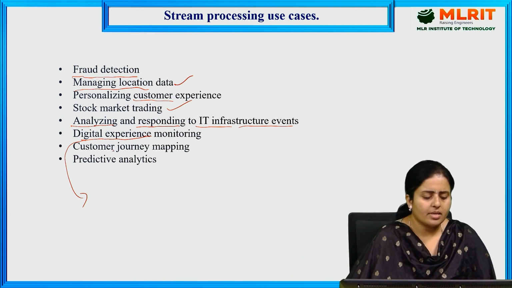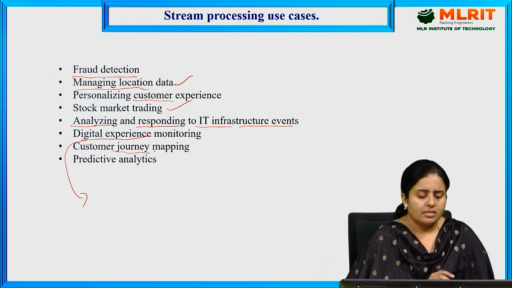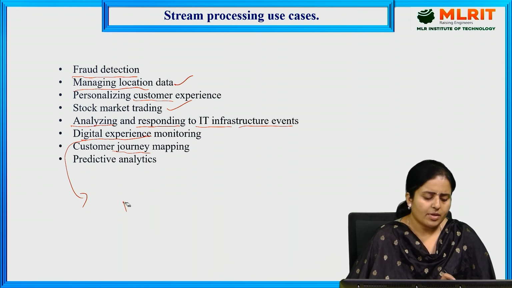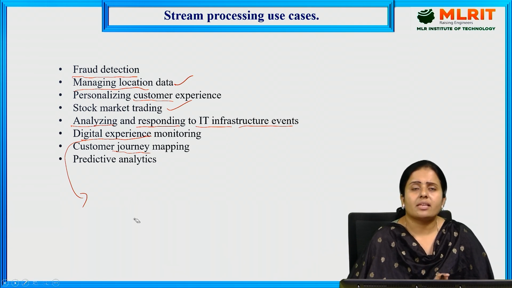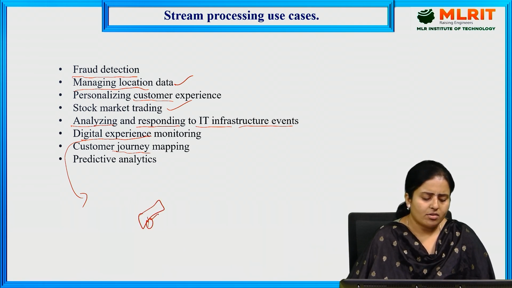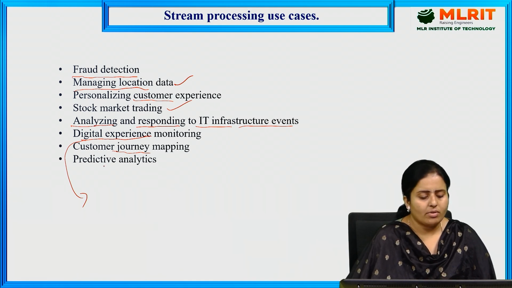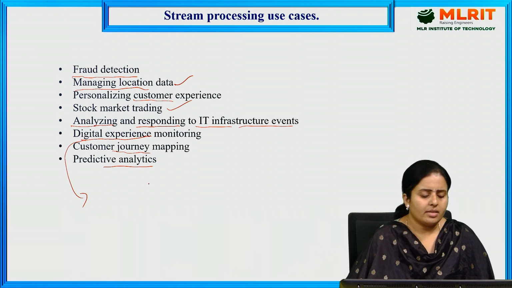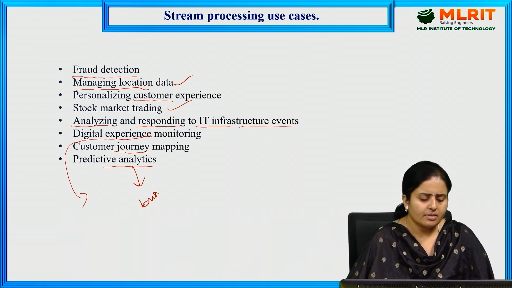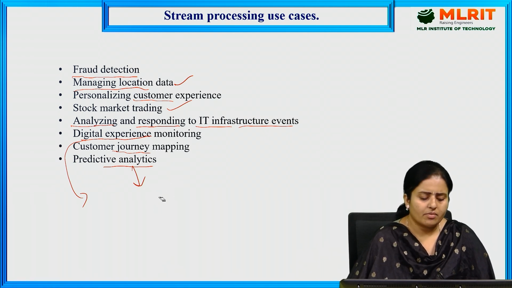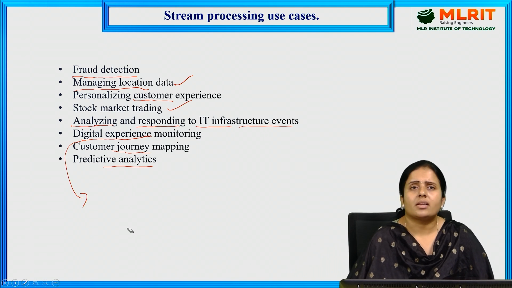Customer journey mapping. Here it means the journeys, for example a bus journey or any other journey. By continuously tracking where the vehicle is, we can find the destination of any vehicle in a journey. And the last one is predictive analytics. This kind of analytics is mainly found in business. Predicting business models and business scenarios, we can apply stream processing technology so that we can see the chances of profits in business scenarios.